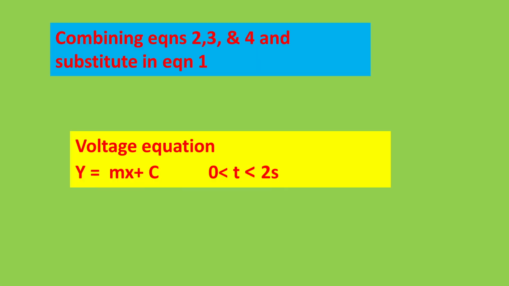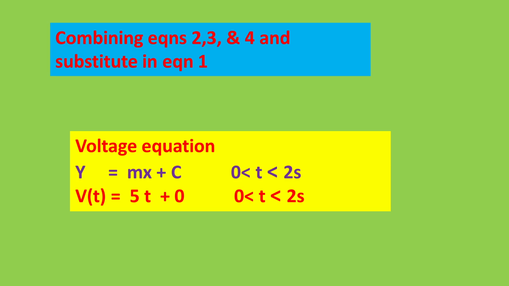Now we are going to write the voltage equation using the formula y equal to mx plus c for the time period 0 to 2 seconds, combining all the equations we have already done, like 2, 3 and 4, and substituting them in equation number 1.